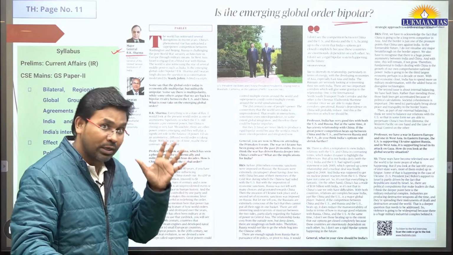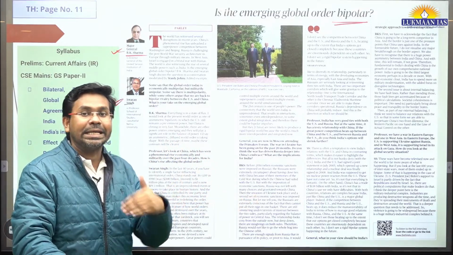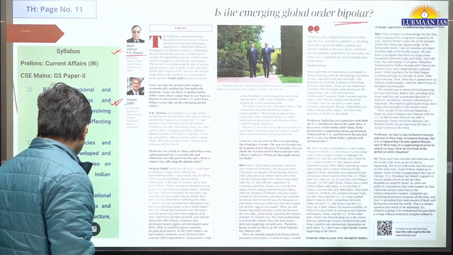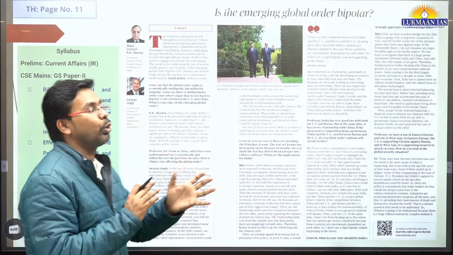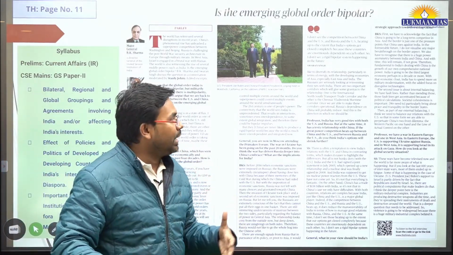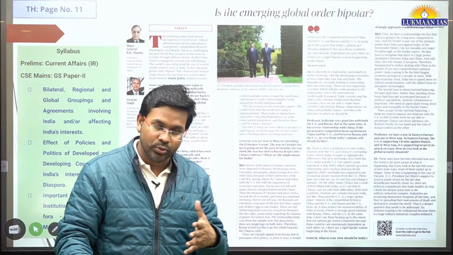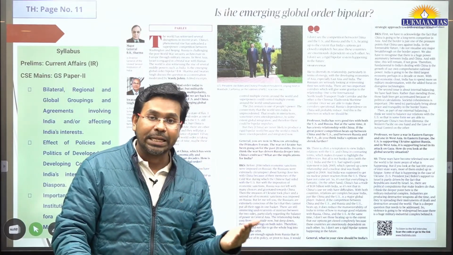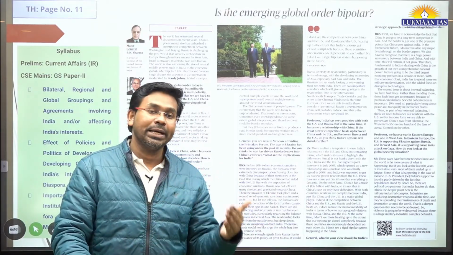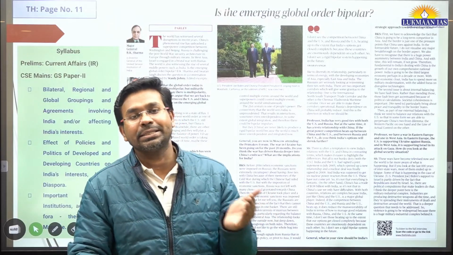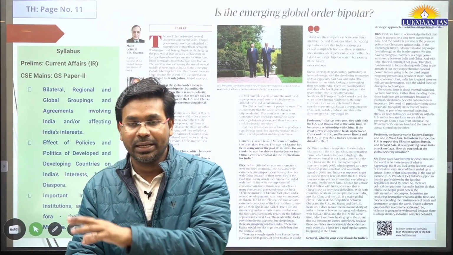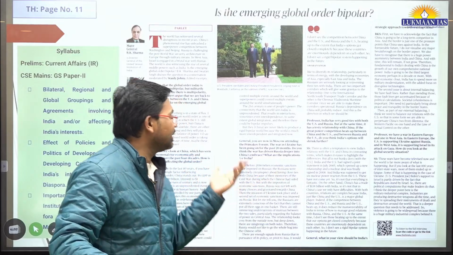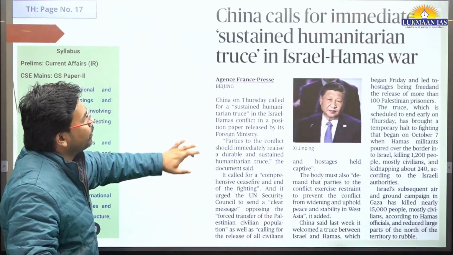It is not the most powerful, but it has increased its power so much in the last 40 years. In this article they have discussed the role of China and the role of Russia in the emerging world. The world has become multipolar in terms of economy, but in terms of military capability it still seems to be bipolar. On one side there is the USA, on the other side there is China.